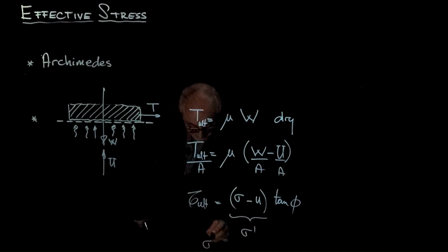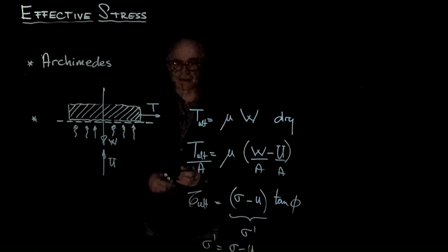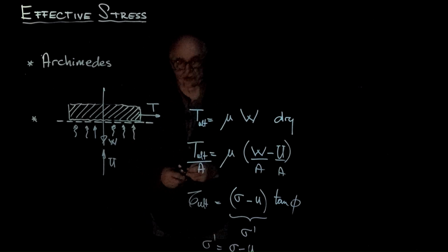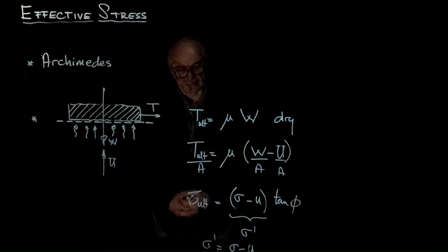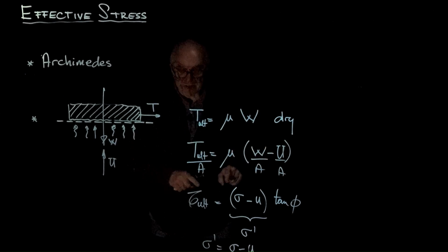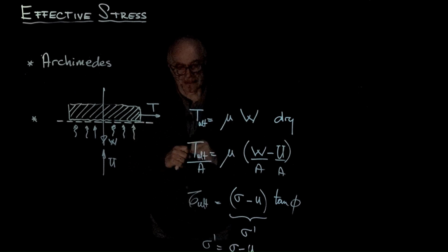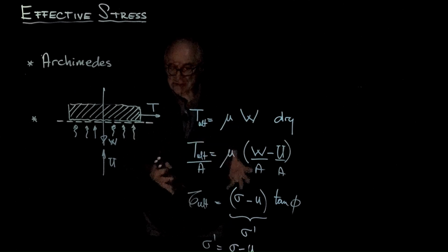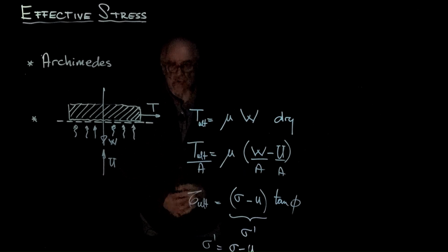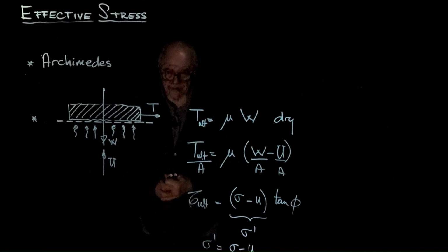Therefore, sigma prime is equal to sigma minus U, and that is Terzaghi's effective stress, taken from the point of view of strength. But the same effective stress is going to determine stiffness and dilatancy with pretty much the same conceptualization. So let's explore this Terzaghi's effective stress a little bit further.